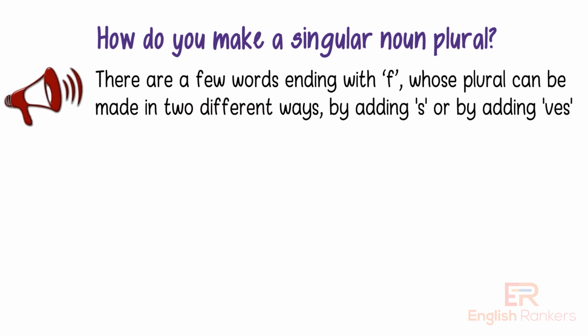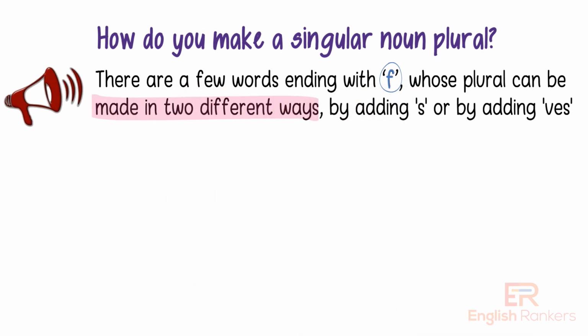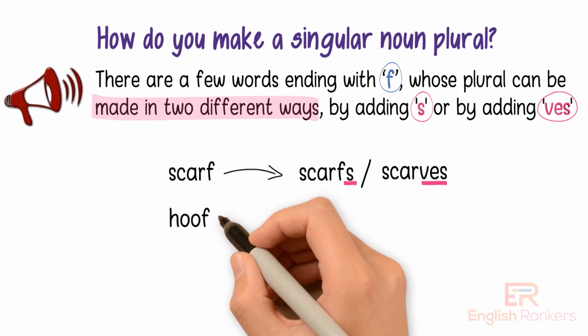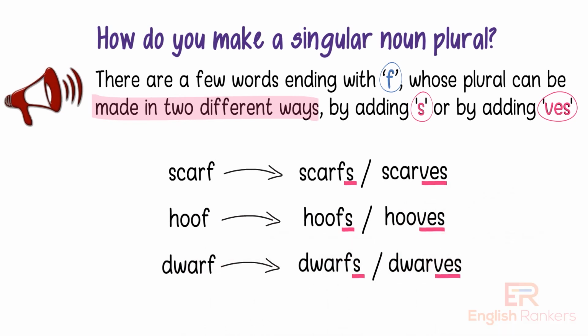Note, there are a few words ending with F whose plural can be made in two different ways, by adding S or by adding VES, such as scarf can be written as scarfs or scarves, hoof, hoofs or hooves, dwarf, dwarfs or dwarves.